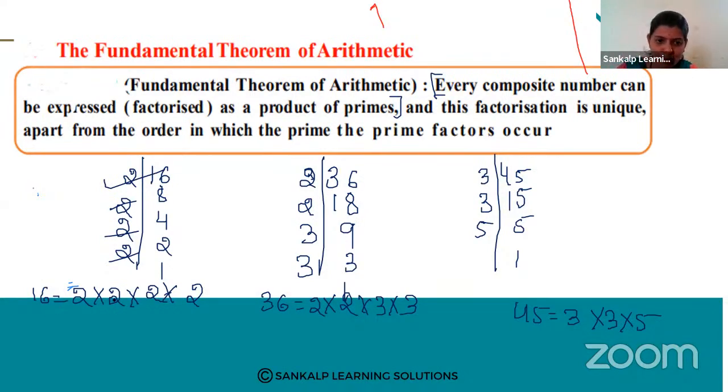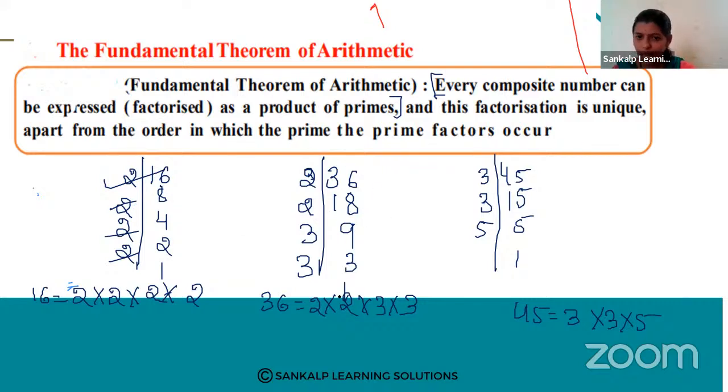So 2 2s are 4, 2 4s are 8, 2 8s are 16. Product of primes. If you multiply all those prime numbers, what will you get? Finally, you will get the composite number, right? So whatever number we have given here, this 16 can be expressed as the product of primes.